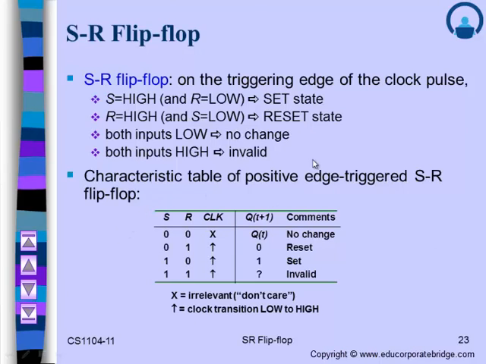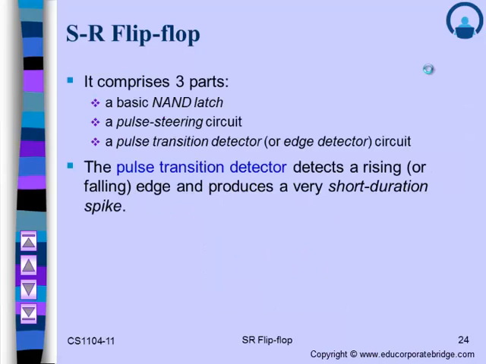Therefore, the characteristic table of the positive edge triggered flip-flop is as follows: 0 0 gives Q(t), which is no change; 0 1 gives 0, the reset state; 1 0 gives 1, the set state; and 1 1 is an invalid state.